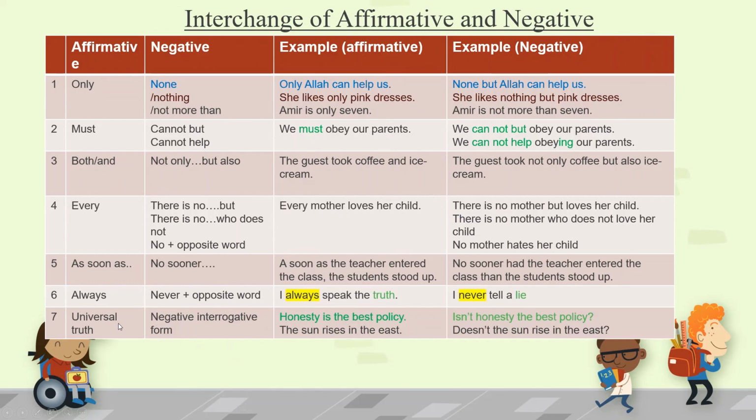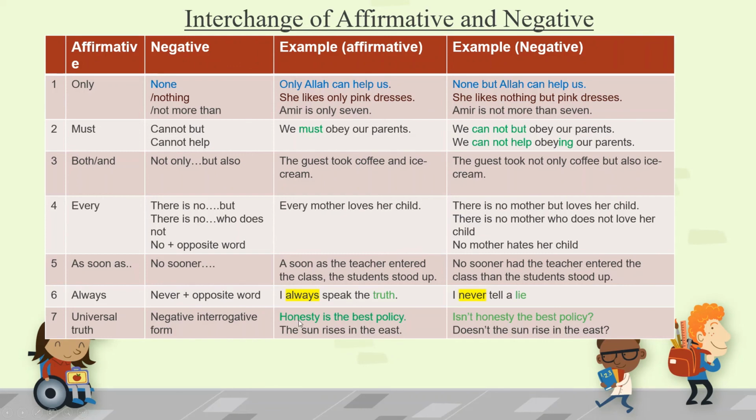Rule number 7, universal truth. In case of universal truth, we use the negative interrogative form. For instance, honesty is the best policy. The sun rises in the east. These two sentences contain universal truth. Therefore, we use the negative interrogative form. Isn't honesty the best policy? Doesn't the sun rise in the east?